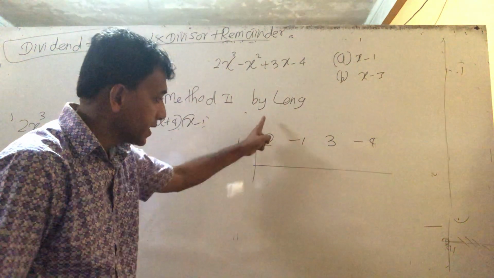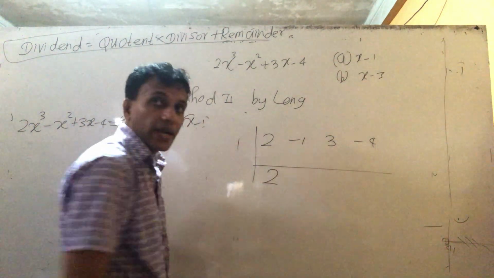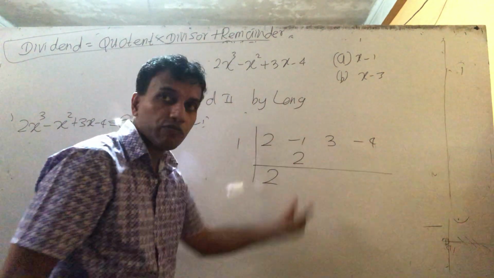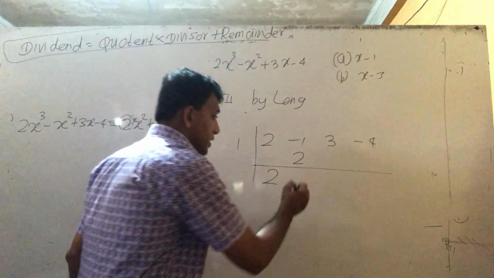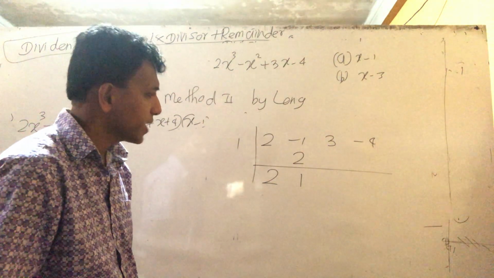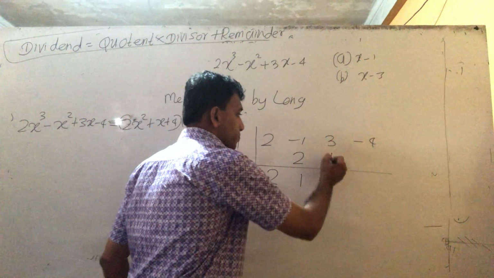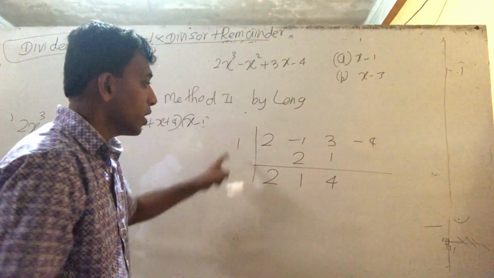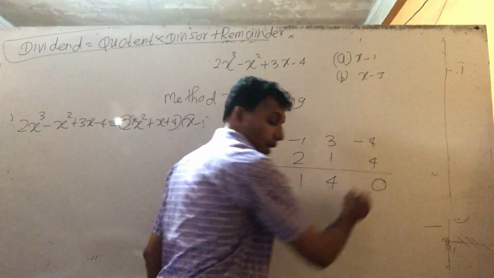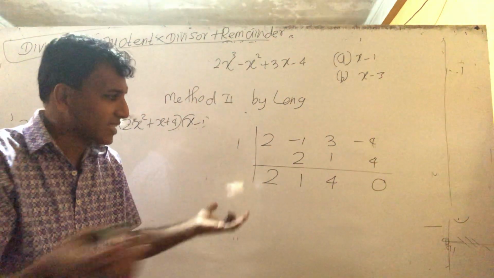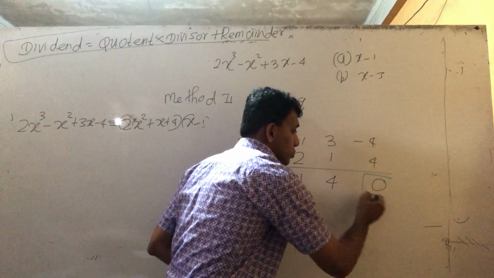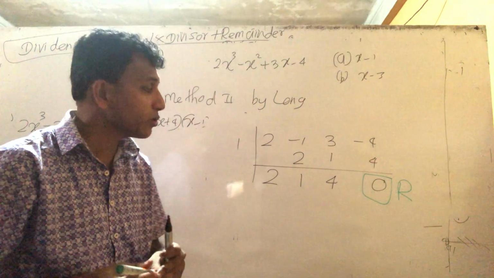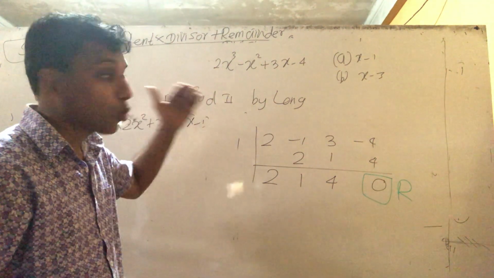Now with the method, take these 2 down. Next, 2 times 1 goes here, 2. Sum of these two, minus 1 plus 2, that is 1. Okay, next, 1 into 1 here. Add both: 4. Next, 4 into 1 is 4 here. Last, add both: 0. You can check the accuracy. This 0 gives you the remainder r. These 3 values are the coefficients of the answer, the quotient.